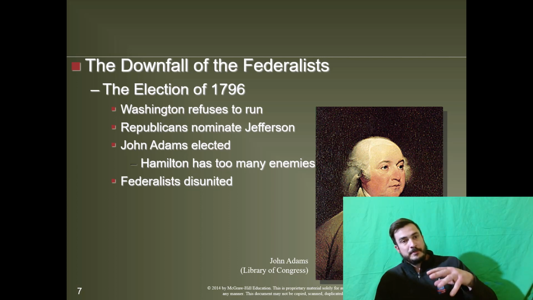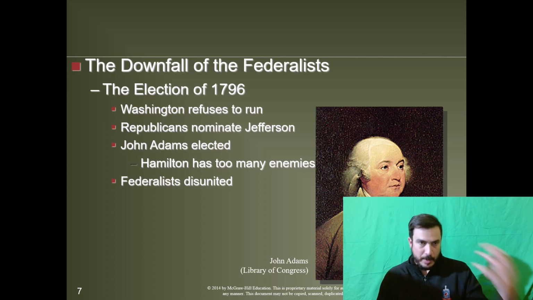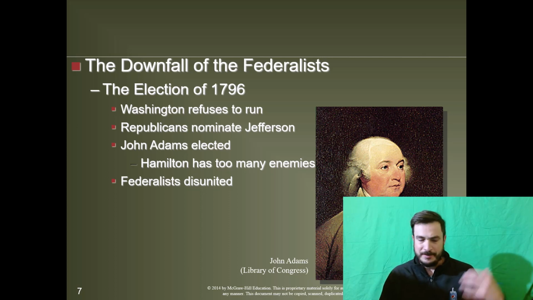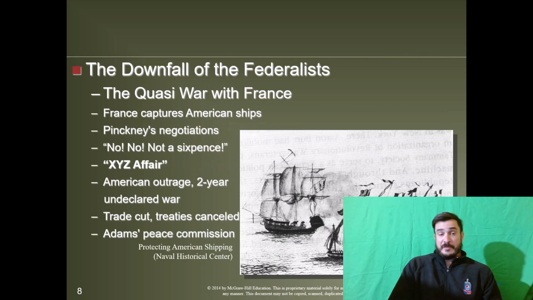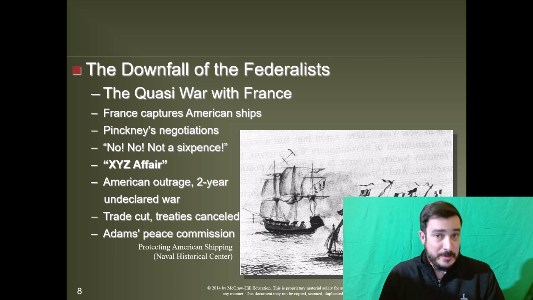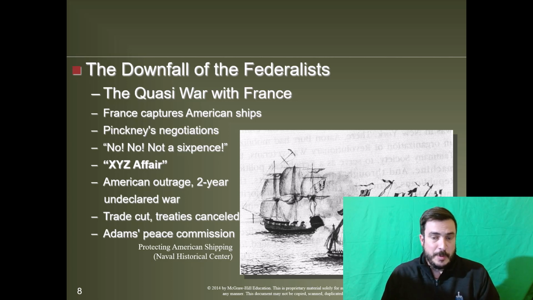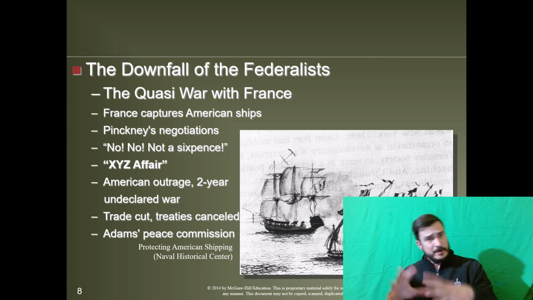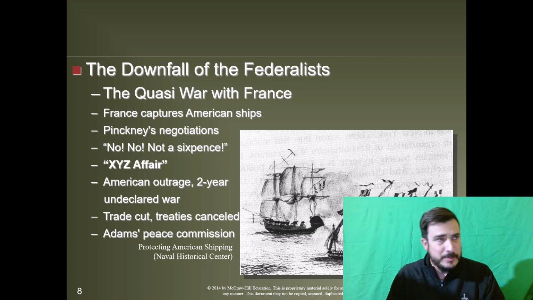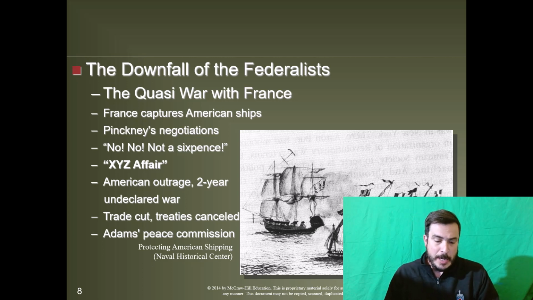So with Washington departs any remaining sense of national unity in the 1790s, and even the Federalists under Adams. Adams is also a Federalist. The Federalist Party really devolves into factions. Now the British are still kind of doing their thing, but there's little likelihood of a war that's going to be taking place. The next big problem is France.